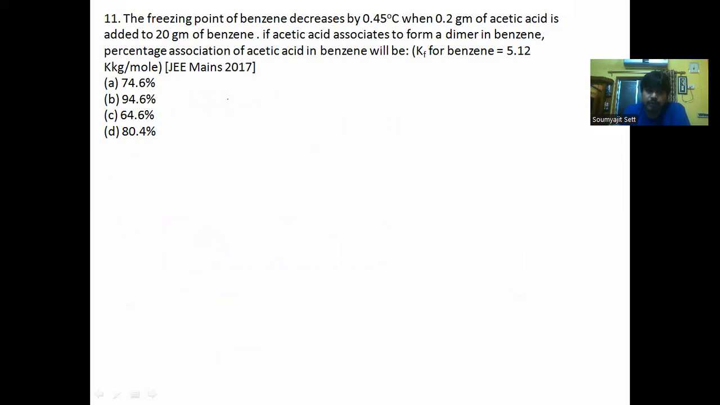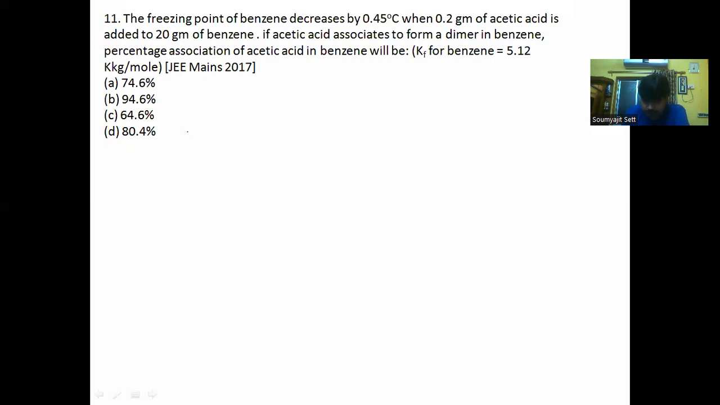Now come to the last one. The freezing point of benzene decreases by 0.45 degrees centigrade when 0.2 gram of acetic acid is added to 20 gram of benzene. If acetic acid associates to form a dimer in benzene, the percentage association of acetic acid in benzene is asked. Now, how can it be done?